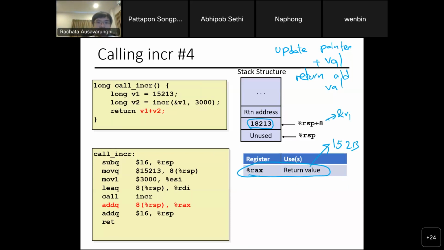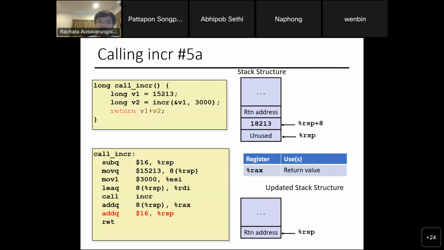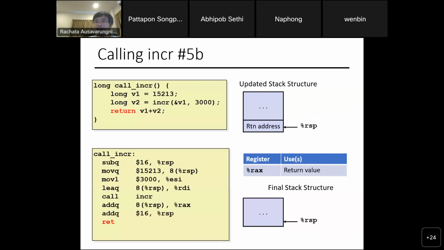And then over here, you return v1 plus v2. This is v2. This is v1. You add them together, right? And then when you're done, you add 16 to RSP so that RSP jumps from here to here. So now you have the return address so that you can go back to the original function that called this, whatever function. Right, and now the final stack structure is done.